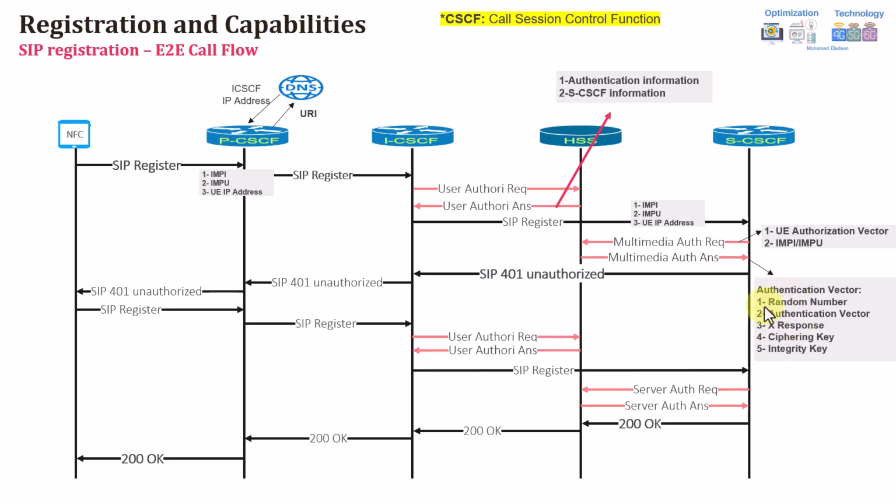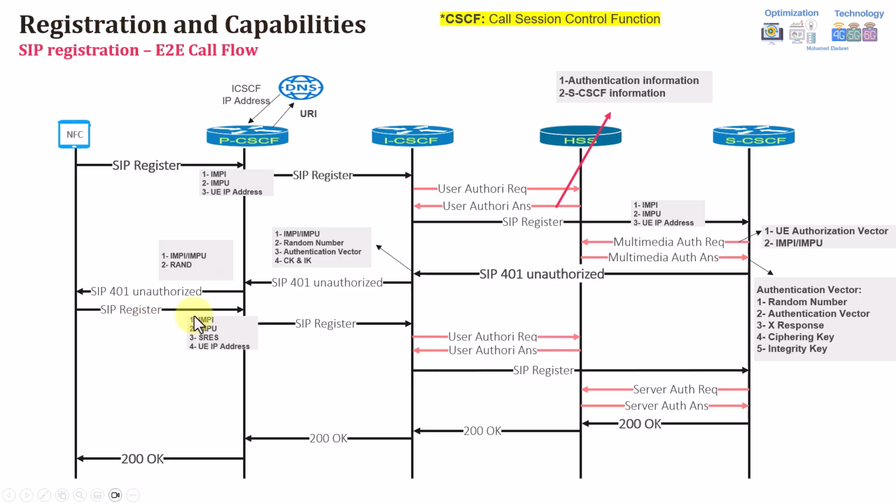So it will send this information to the ICSCF, then it will be sent to the proxy CSCF, but the proxy CSCF will filter out this information, especially the CK and IK, which are the ciphering key and integrity key. They will be saved within the proxy CSCF, and it will just forward these two pieces of information, which are the user identity and the random number.